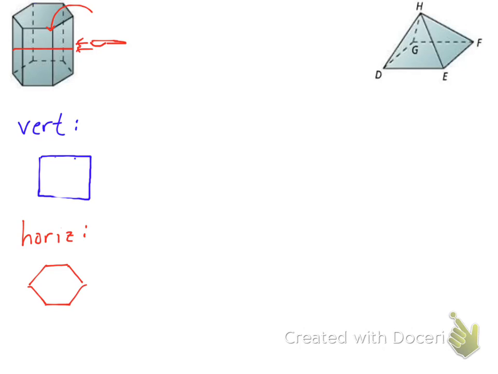And then the last one here, again, a vertical cross section means that I'm taking my knife and I'm slicing it down. And then I'm going to look at this thing straight at one of the faces, and so it's going to end up looking like a triangle.